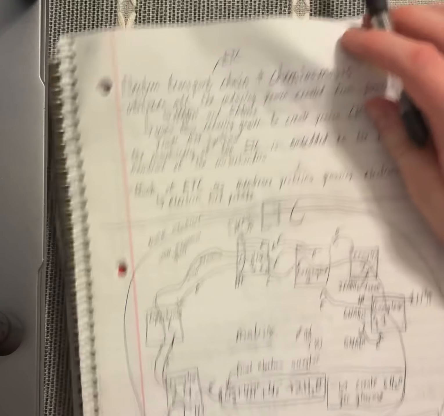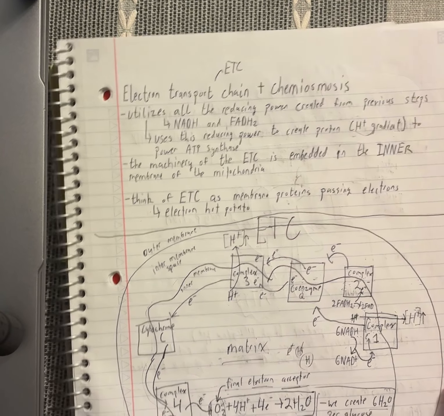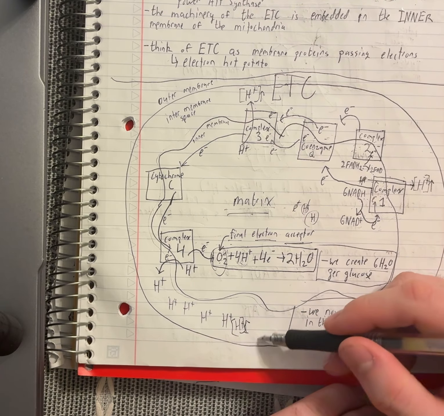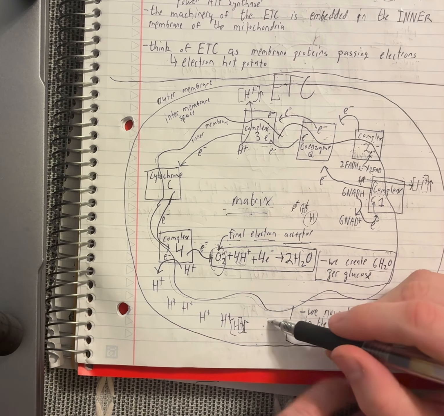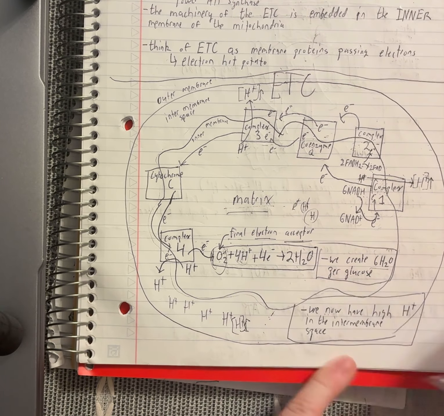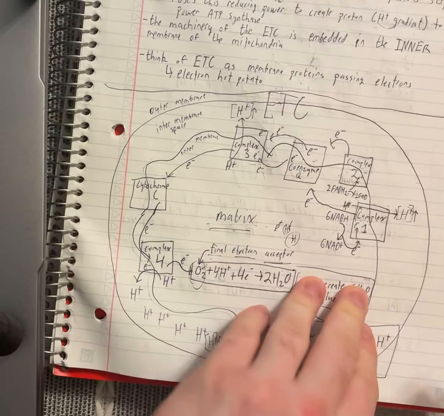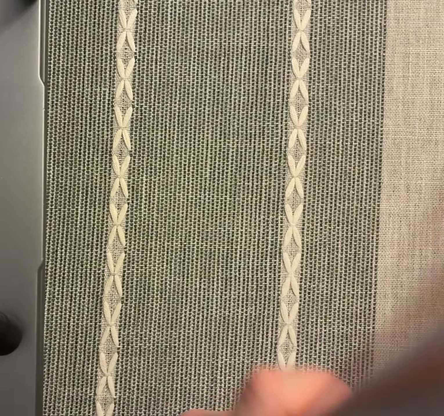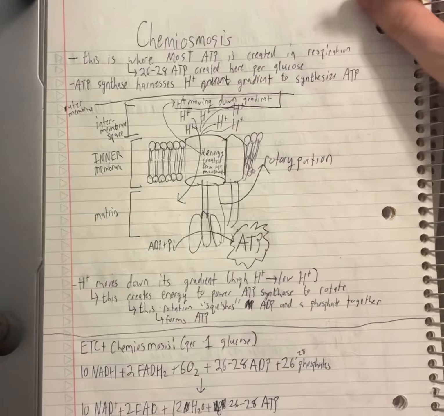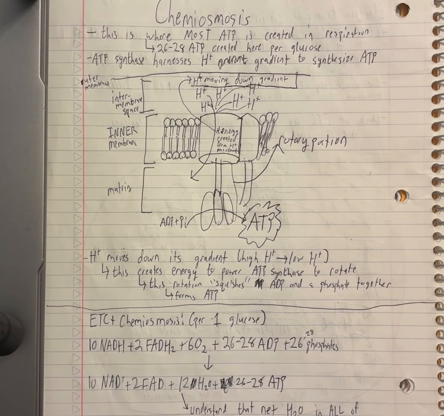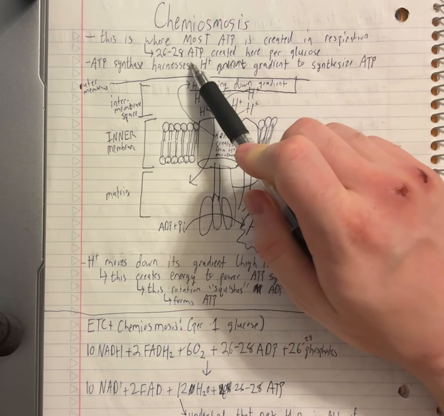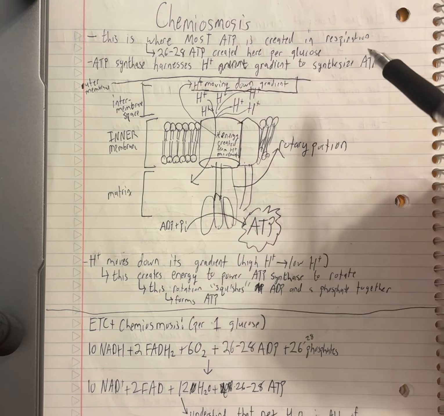Next, we're going to move on to chemiosmosis. Remember, the end goal of the electron transport chain is that we have a high concentration of protons in the intermembrane space, and we have produced 6 water molecules. And now we are going to finish up the story of cellular respiration with chemiosmosis. Chemiosmosis is where most of the ATP is going to be created in cellular respiration. Typically, you'll get 26 to 28 ATP per 1 glucose out of this step.